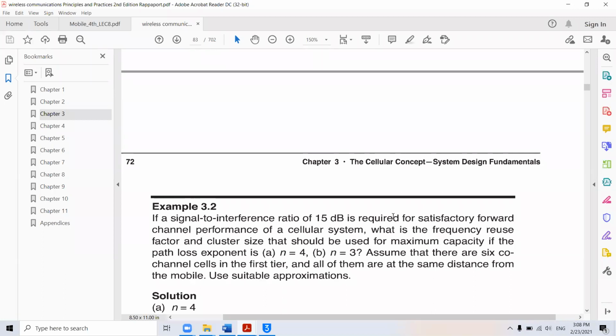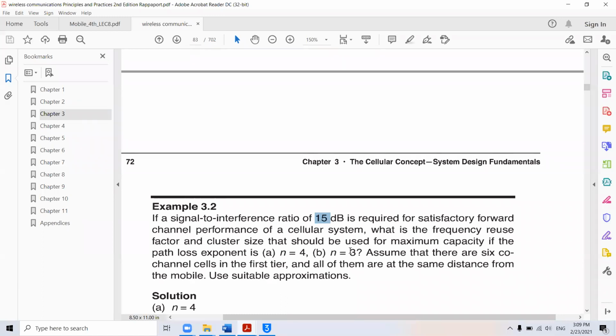And we have fixed the signal to interference noise ratio, which is 15 dB. So less than 15 dB will not be acceptable. At least we have to have 15 dB, not less than 15 dB. So what's the missing parameter in this example? Of course, N capital. We are going to determine N capital for both cases, when n equal to 4 and n equal to 3.